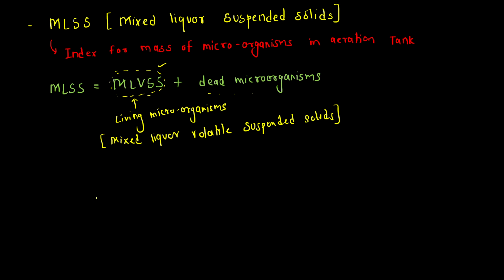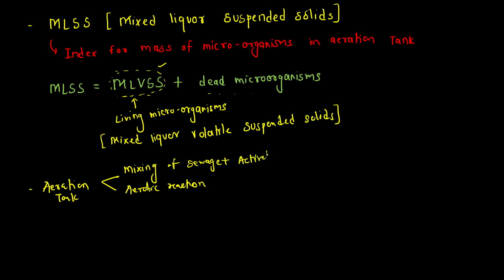So in this video you just write one more important point here. What is the requirement of aeration? Aeration is required for two things. It is used for mixing and it is used for aerobic reaction. What is the use of aeration tank? Mixing of, what we are mixing here, we are mixing sewage plus activated sludge. Okay, and aerobic reaction. About aerobic reactions we have seen. One thing you write down about aerobic reaction.